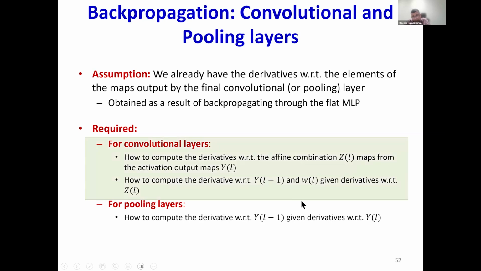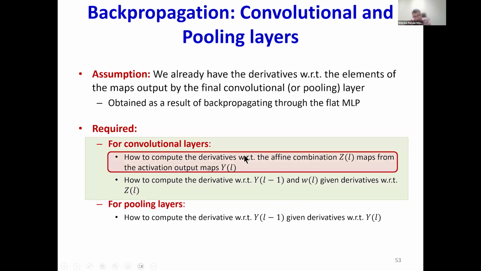So let's first look at convolution layers. Any questions so far? Did you get what we are speaking of so far? Questions? No questions. Okay.